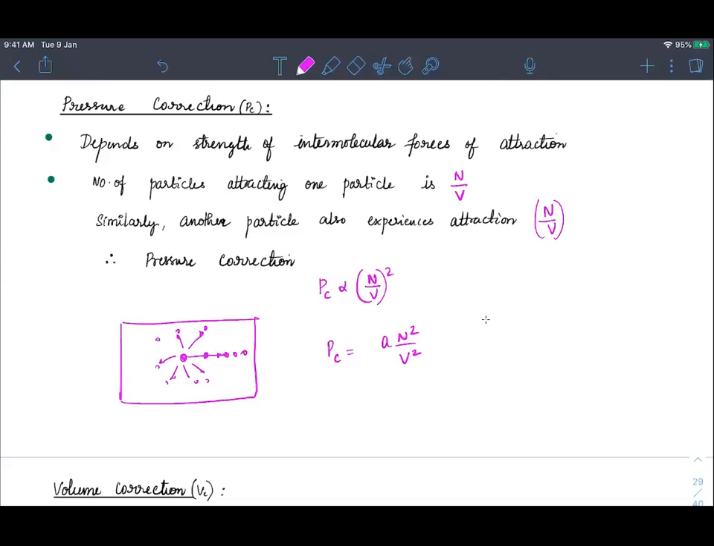Anyone has a doubt in here? I'm just briefing it. If anybody wants to understand in detail any part, if you are missing, please let me know. So this is understood.